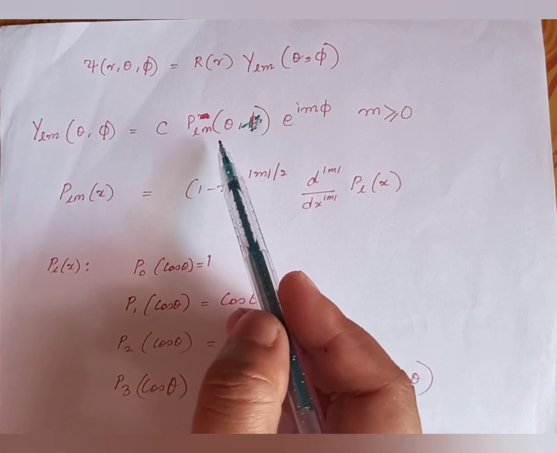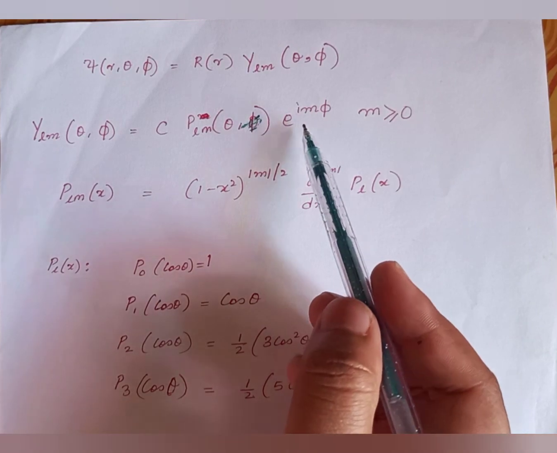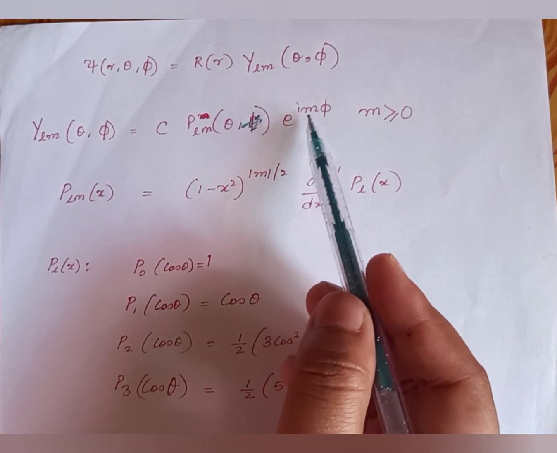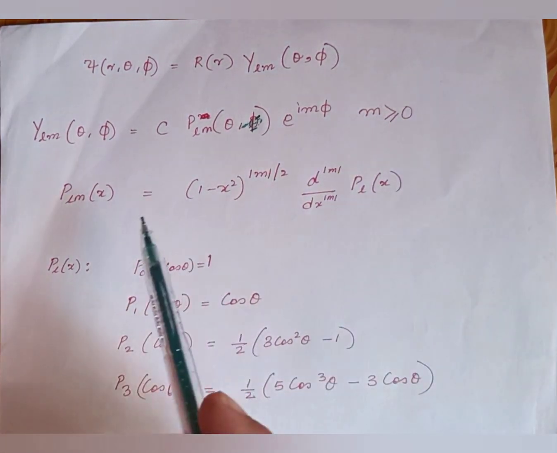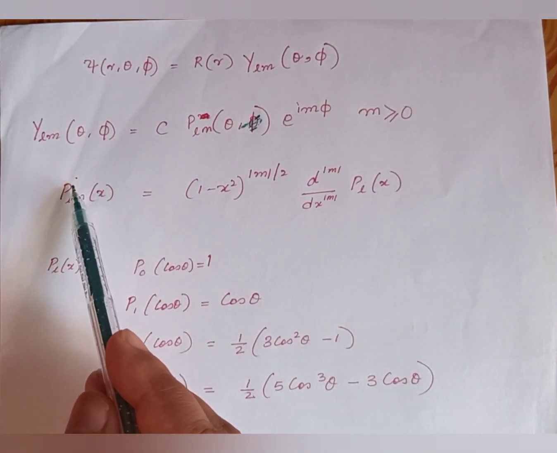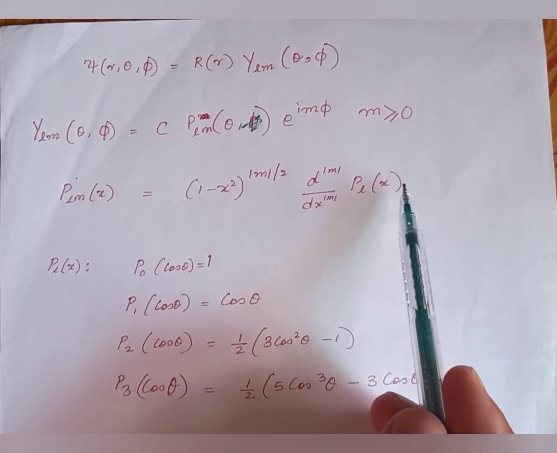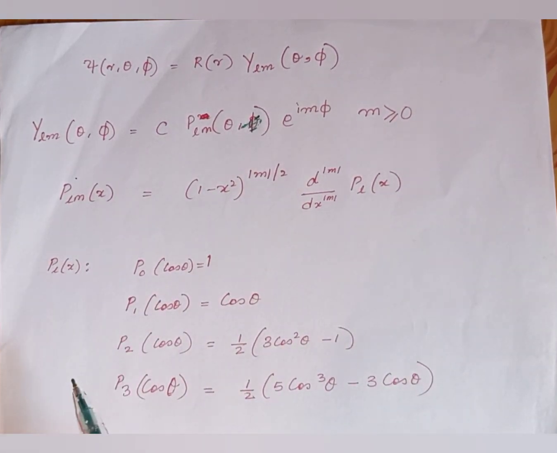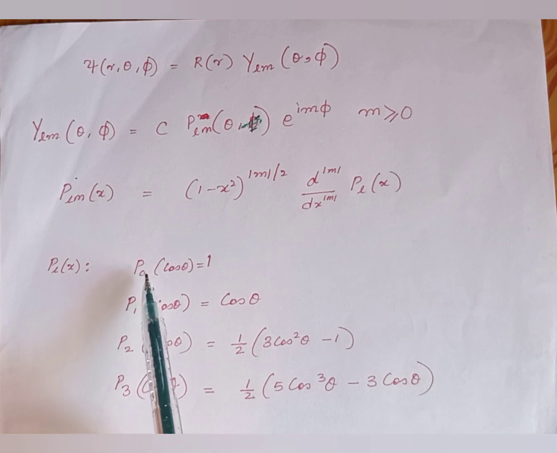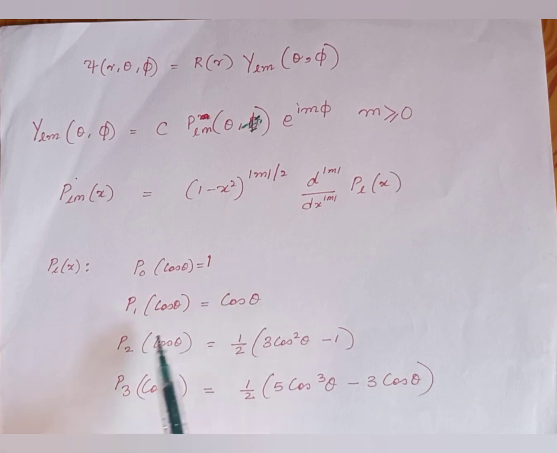So this PLM is your associated Legendre polynomials, and then the phi dependence is given as e to the power i m phi, and we need to remember here that m is always greater than or equal to 0. So these associated Legendre polynomials can also be written in terms of your Legendre polynomials PL of x, and we need to remember a few of the Legendre polynomials. P0, the 0th order one, is given by 1, P1, the first order, is given by cos theta, and so on and so forth.